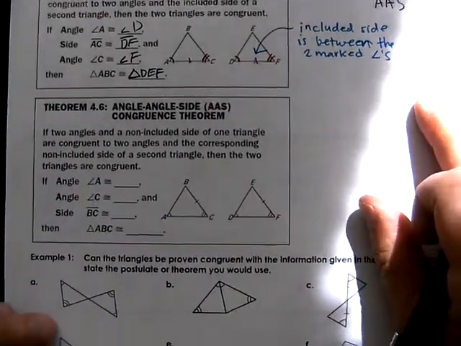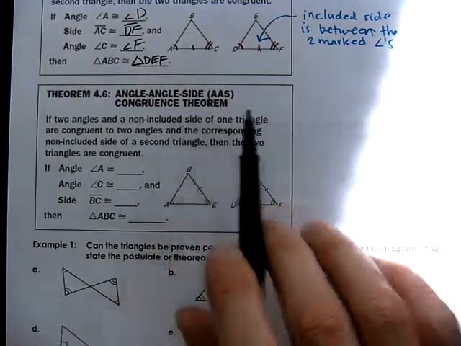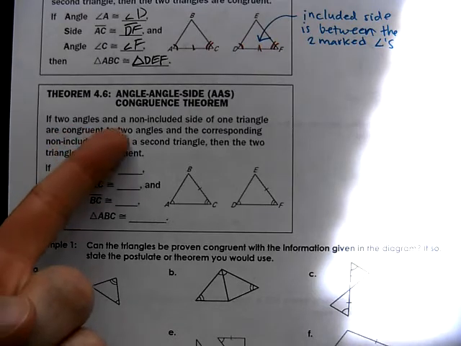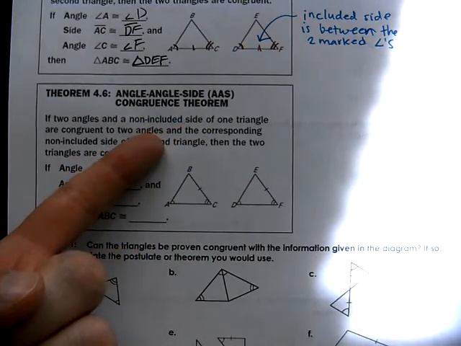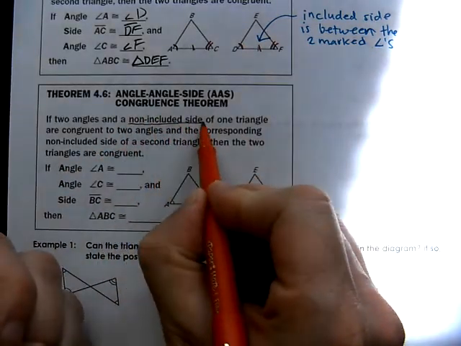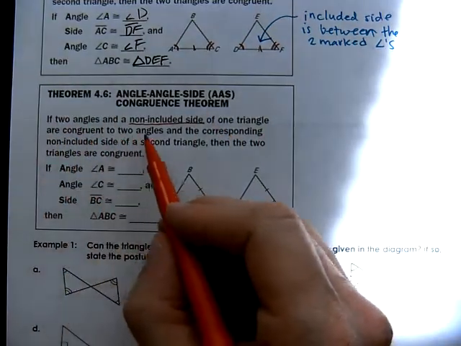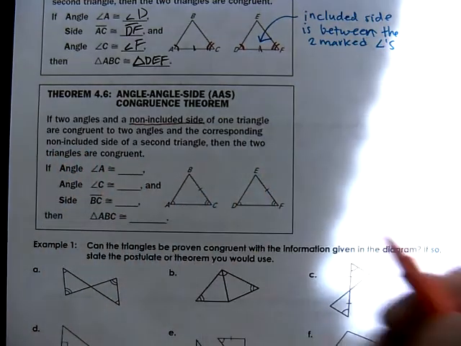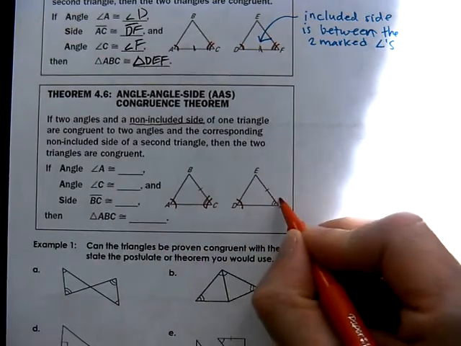The second pattern we're looking at here then is the angle-angle-side pattern. This happens to be a theorem. It's a little more complicated to prove, but here's the pattern. If two angles and a non-included side, so now we're talking about a side that is not between the two marked angles, of one triangle are congruent to two angles and the corresponding non-included side of a second triangle, then the two triangles are congruent. So again, you can see that we have a pair of angles at A and D, a second pair of angles at C and F.